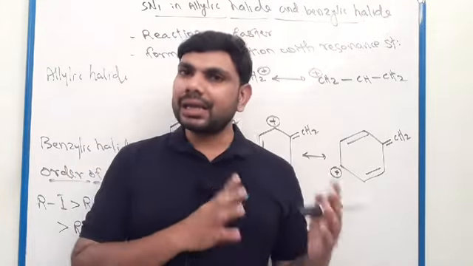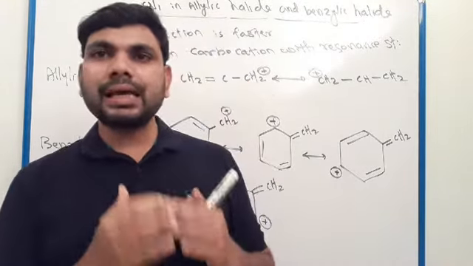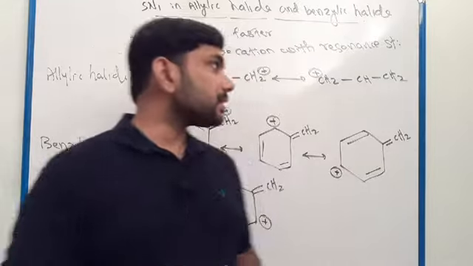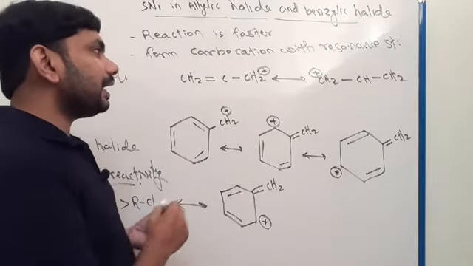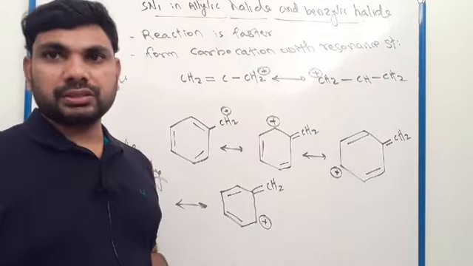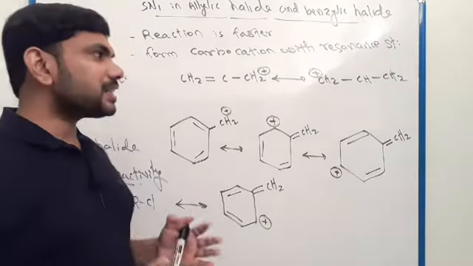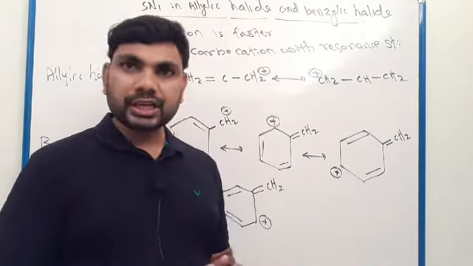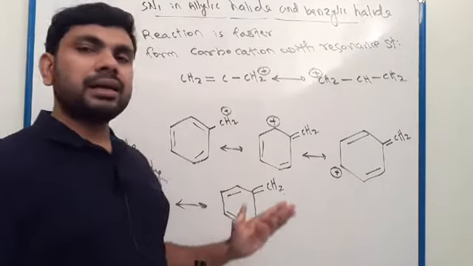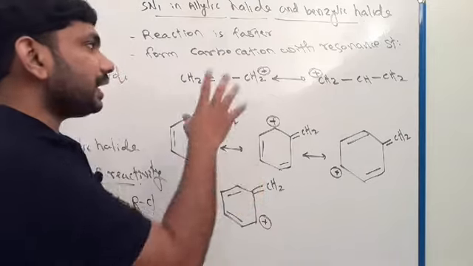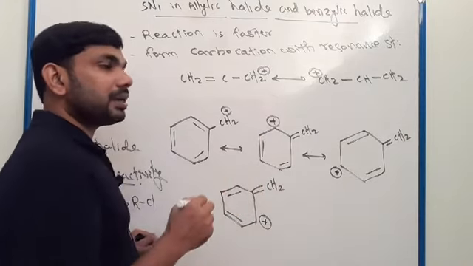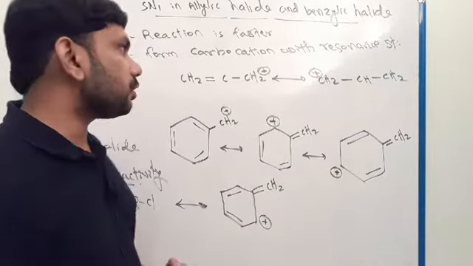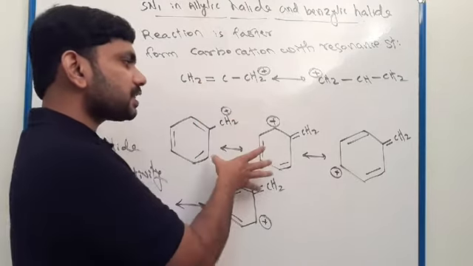The SN1 mechanism in allylic halide and benzylic halide is very fast, comparatively faster, because allylic halide and benzylic halide produce resonance structures. That's why the SN1 reaction in allylic halide and benzylic halide is faster. This is an allylic halide. You know allylic halide; we learned the classification of alkyl halides, and we already discussed allylic halide and benzylic halide. So this is allylic halide, this is benzylic halide.